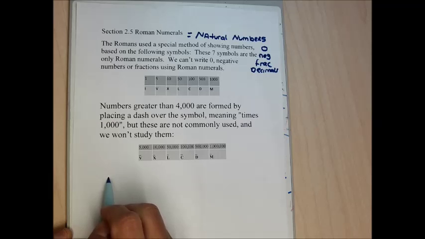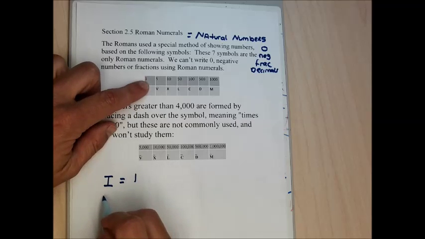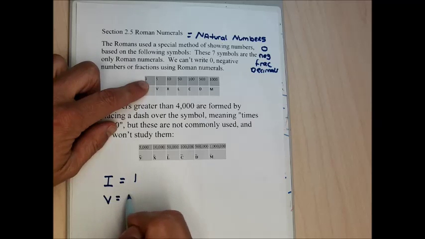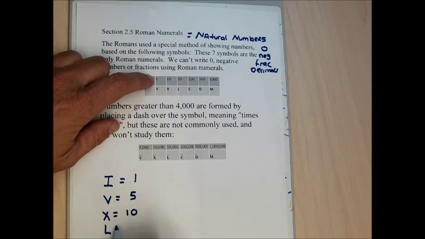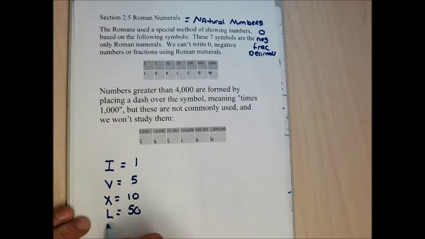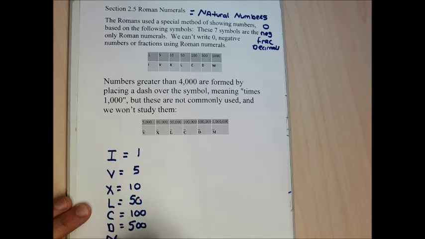The symbol is an I, which looks more like a 1, which is the number 1, a V, which is a 5, an X, which is a 10, an L, which is a 50. I'm just copying down what I have here just so you could see it twice. C is 100, D is 500, and M is 1000.